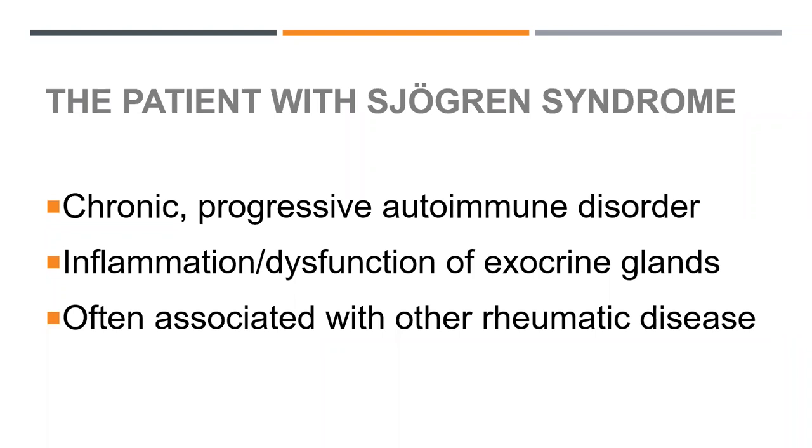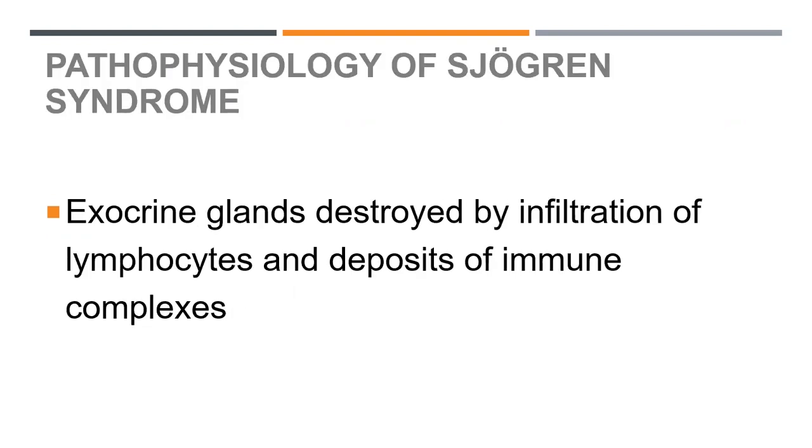The patient with Sjogren syndrome. This is a chronic progressive autoimmune disease, and it's due to inflammation and dysfunction of the exocrine glands. Again, often it's associated with rheumatoid arthritis or other rheumatic diseases. How does Sjogren syndrome happen? It's due to the exocrine glands being destroyed by lymphocytes, and the immune system is attacking itself.